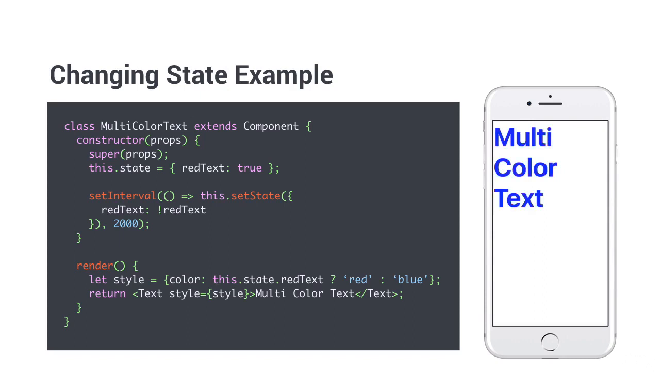To demonstrate changing the state, I'm using setInterval here to switch the value of red text between true and false. Here I need to use setState, of course. In the render function, we can use the state to determine what to render. A style variable either sets color to red or to blue, depending on the state.